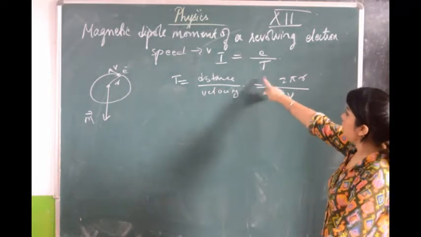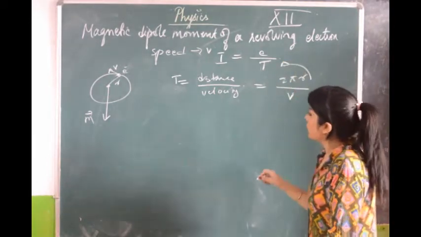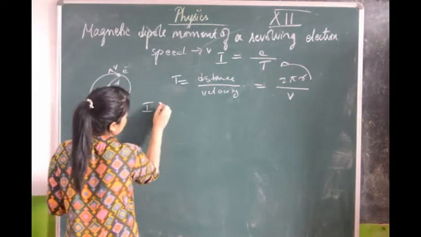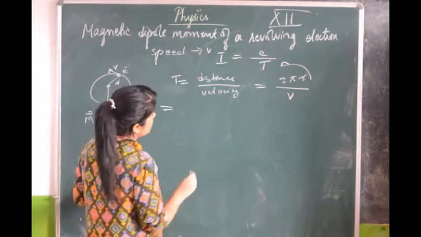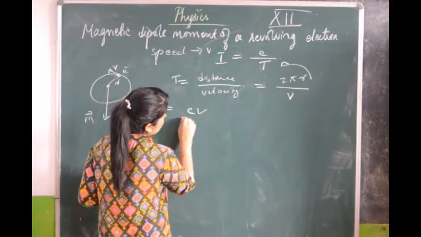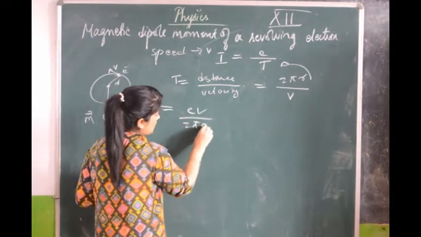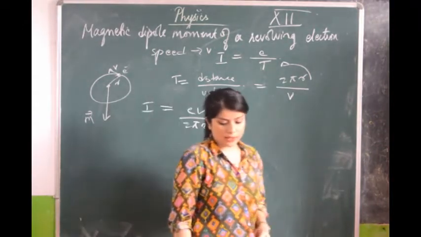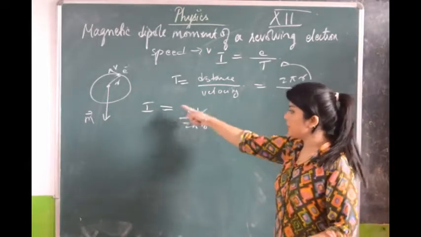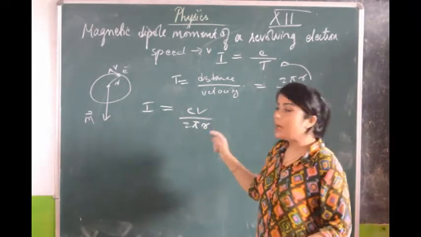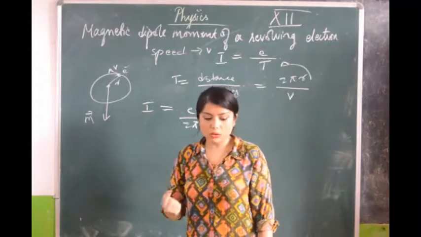Now let us put this time period in this equation. So I becomes e divided by 2πr over v, that is I = ev/2πr. This will be the current generated when the electron moves in its own orbit.